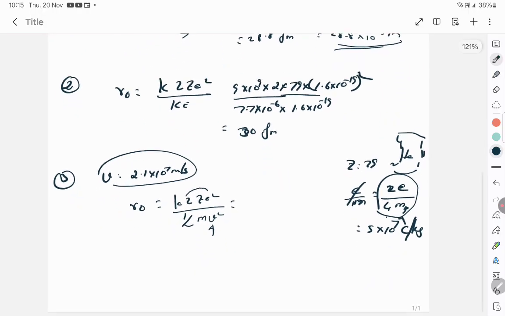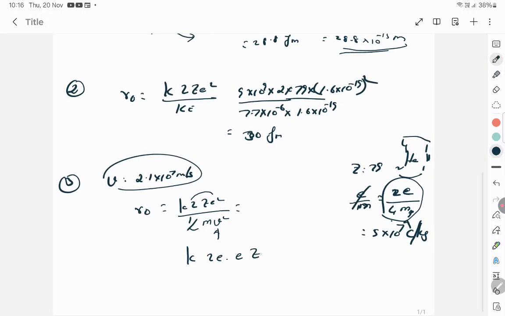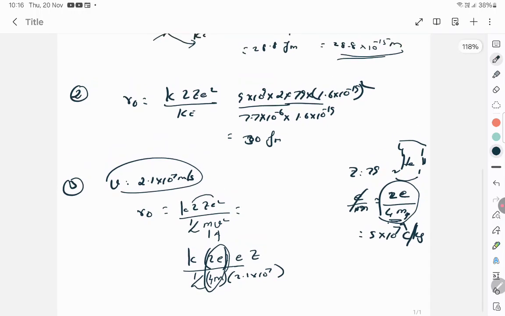Take the 2e and split it up: k into 2e into e by z by half into m into 2.1 into 10 to the power 7, like this. And you know 2e by 4m. Here m is not m; m actually will become 4m. Very clearly, when you write half mv square, m is 4 times the mass of the proton. And of the charges, Ze is fine. But the other e is for the alpha particle, then it's 2e.